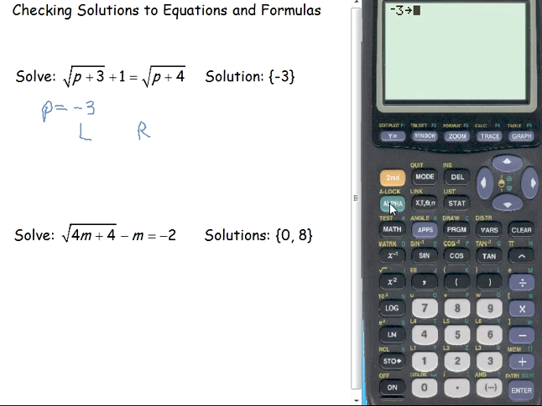So let's store -3 for P, which is over the 8. I'm going to do alpha 8, and hit the colon, which is over the decimal point, so that I can make a compound statement, and I'm going to put the left side in, which is the square root of P plus 3, alpha 8, plus 3, close parentheses, plus 1. Just hit enter, and you get 1.